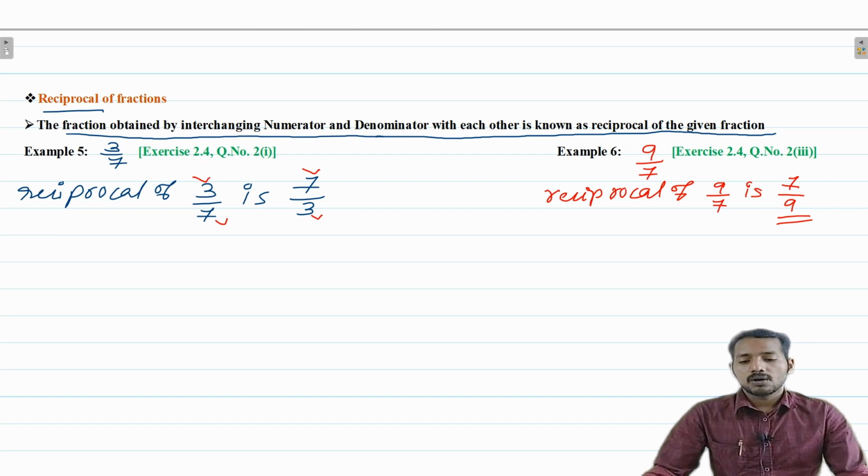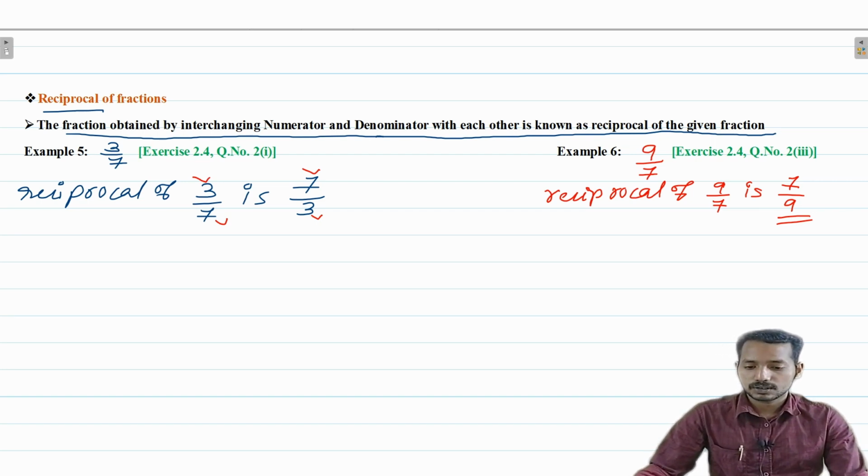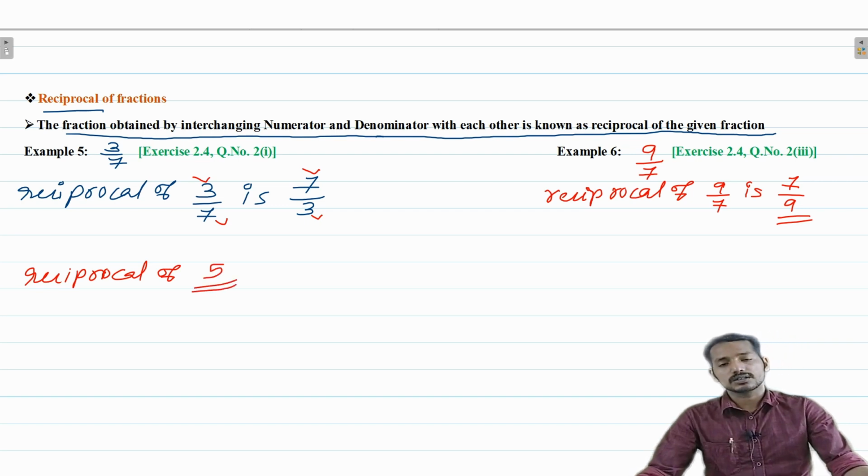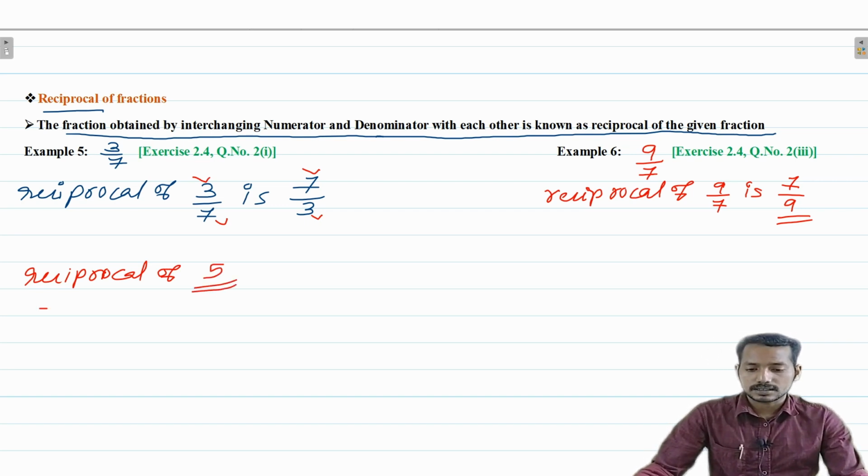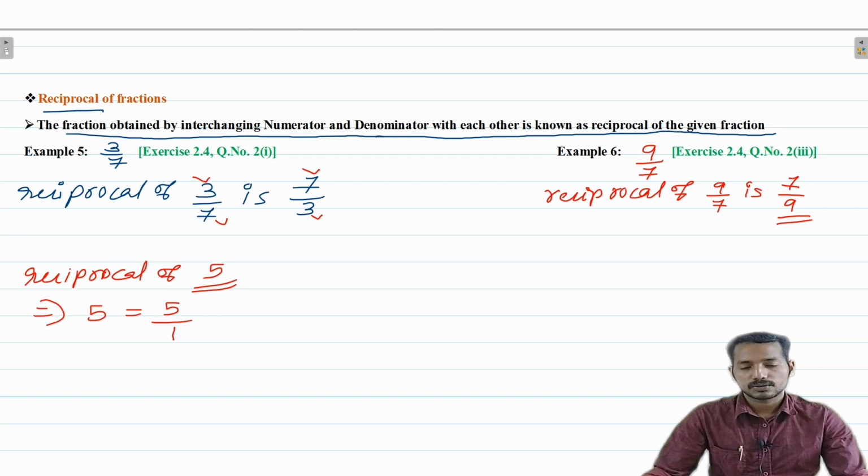Clear? While in case of whole numbers, how will we write the fraction? For example, the reciprocal of 5. How will we obtain the reciprocal? So just write it as it is. 5 is equal to 5 divided by 1. Clear? 5 we can write as 5 divided by 1.